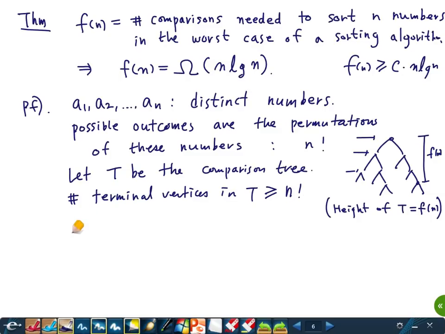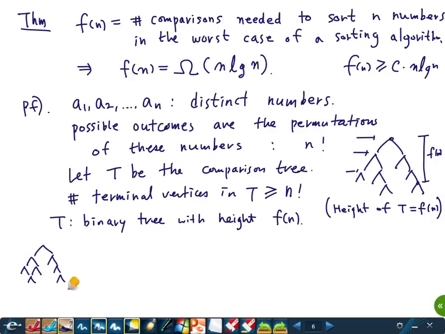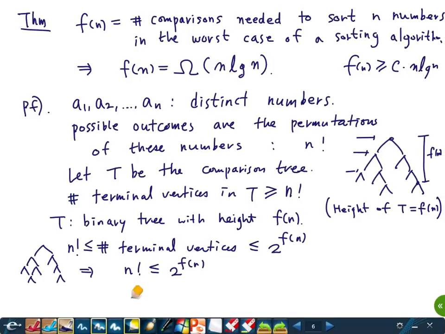Then because we have this theorem, if T is a binary tree with height f(n). When you have a binary tree of height h, what is the maximum number of terminal vertices? 2 to the h. There we have a theorem. So the number of terminal vertices is at most 2 to the f(n). But then we know that this is greater than or equal to n factorial, so that means n factorial is greater than or equal to 2 to the f(n). If you take the log base 2, we get log n factorial greater than or equal to f(n).